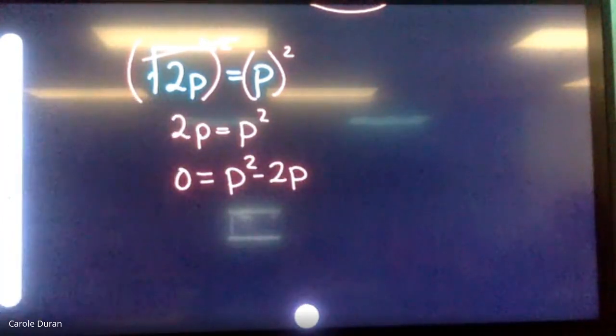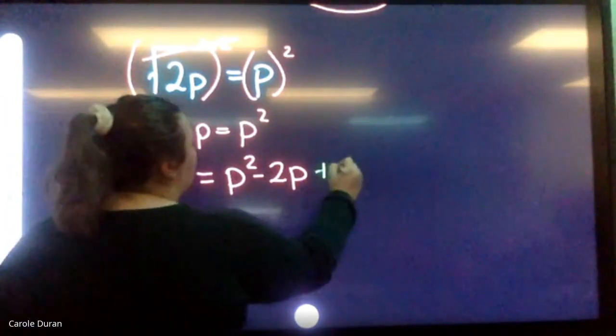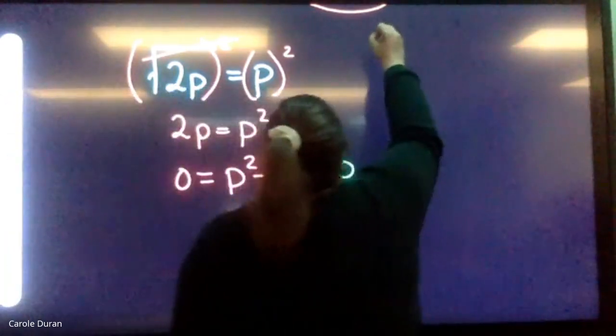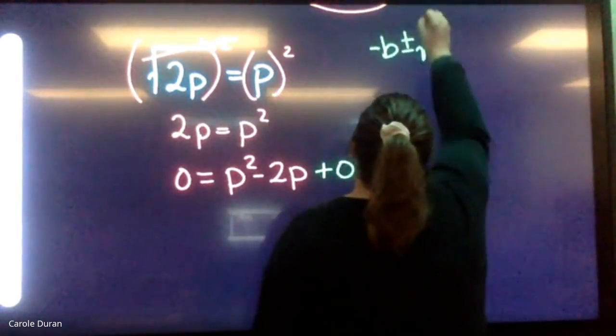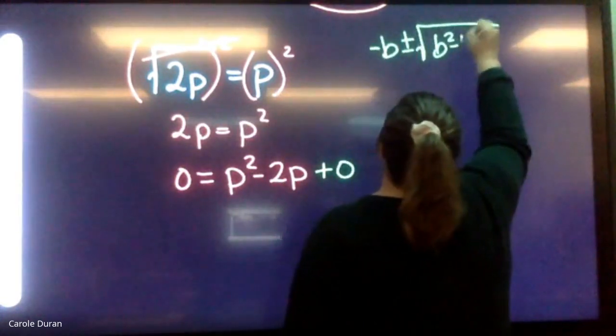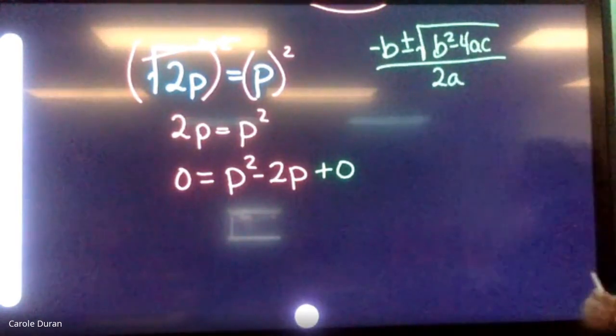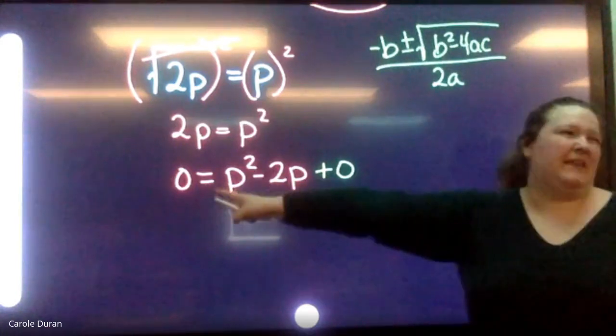I don't like to look at that. It says equal to 0. Which is the same as p squared minus 2p plus 0, which means I can do the quadratic formula to solve this. So if we are left with a quadratic, we must use the quadratic formula to finish it out. So in case you can't remember what the quadratic formula is, negative b plus or minus the square root of b squared minus 4ac all over 2a, where the a, the b, and the c come from these numbers.